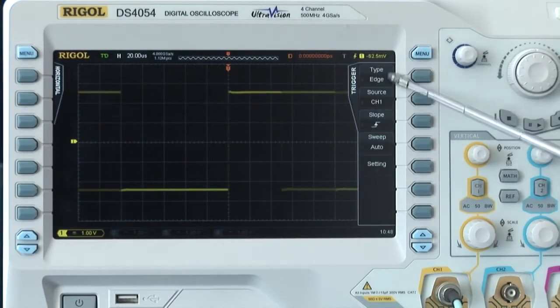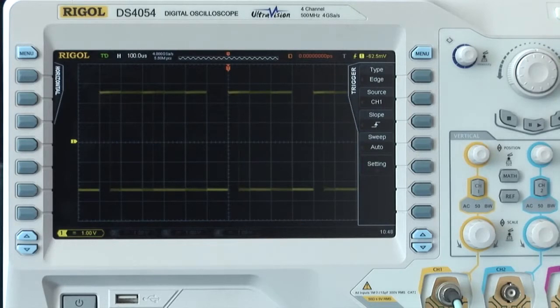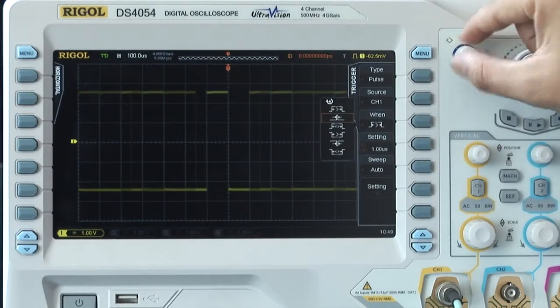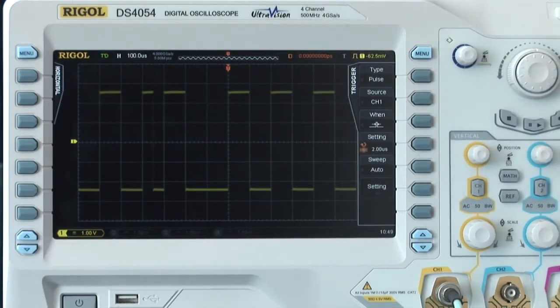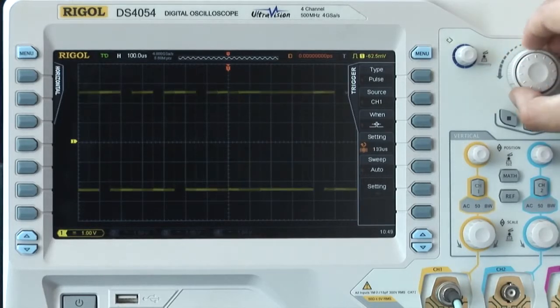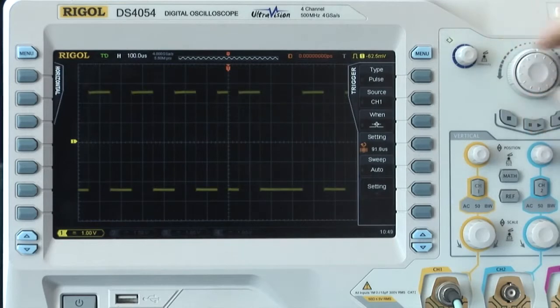If the waveform has multiple edges that meet the trigger condition, the waveform trigger will be unstable. Now let's choose the pulse trigger. Since the minimum pulse width of the waveform is 50 microseconds in this example, we should set the pulse condition as positive pulse larger than, and set a pulse width value larger than 50 microseconds. Now we can see the waveform triggering has stabilized.